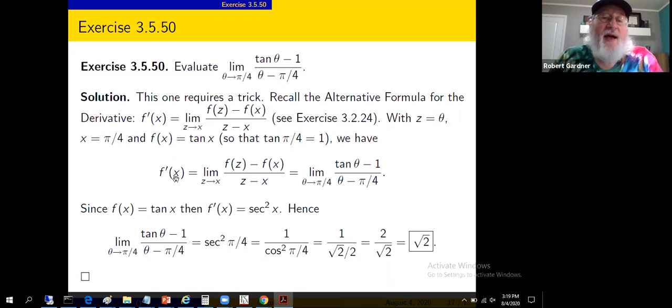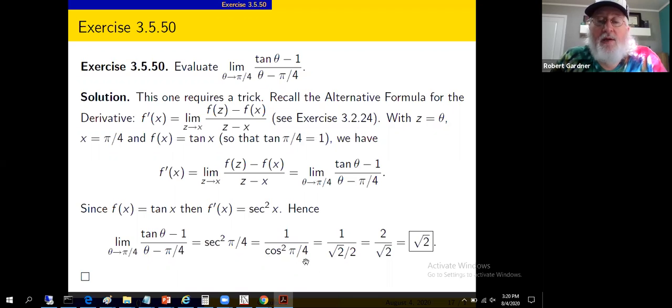It's the derivative evaluated at x. When we've made these substitutions, the derivative is secant squared of x, and we've chosen x to be pi over 4 to create a limit based on this that is of the form of the limit that we started with. So we must have secant squared pi over 4. You remember your special triangles. Secant's 1 over cosine.